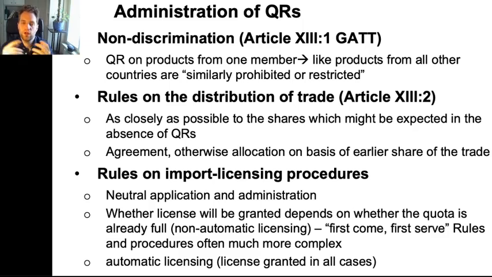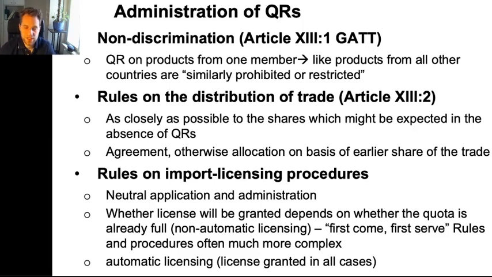And also there are rules on import licensing procedures. First, they have to be applied and administered neutrally. The question whether a license will be granted depends. There are two different types. One is automatic licensing, which says that a license is always granted, and if it's non-automatic, it asks, okay, are the conditions being fulfilled? Is the quota already full? What you have here is a first come, first served principle, but in practice, these rules are, as you can imagine, more complex. In general, it simply says, okay, we have a quota, who are the first ones to get a license?